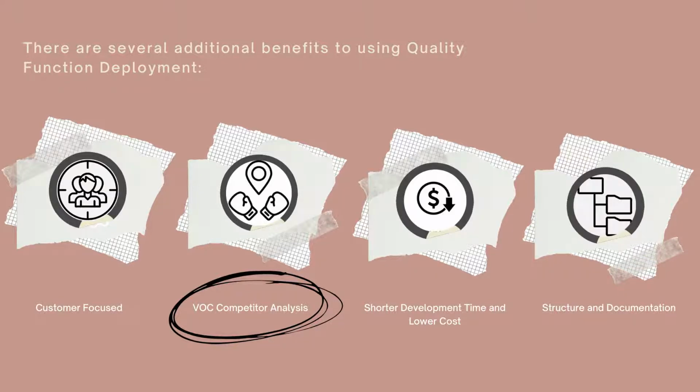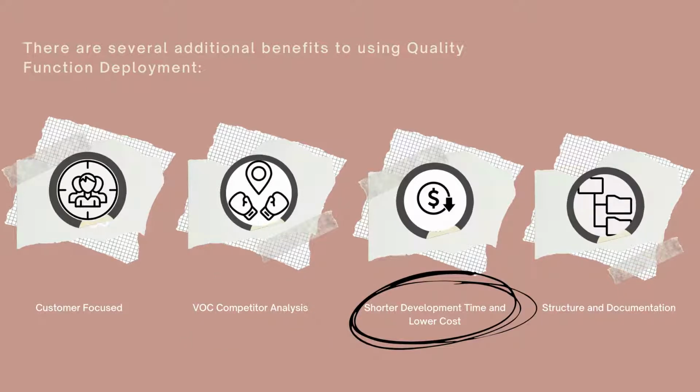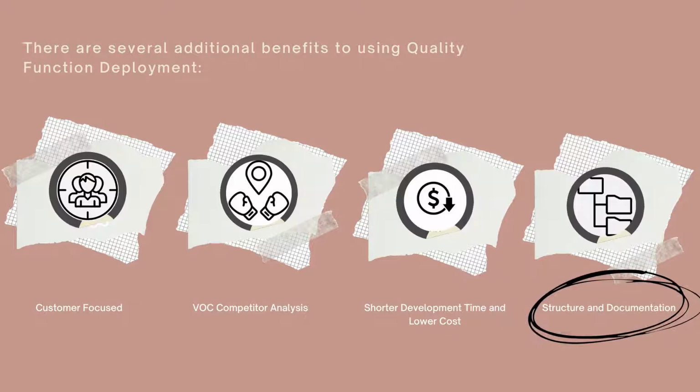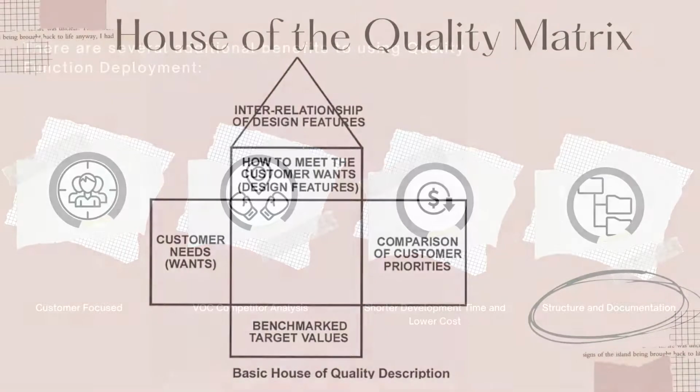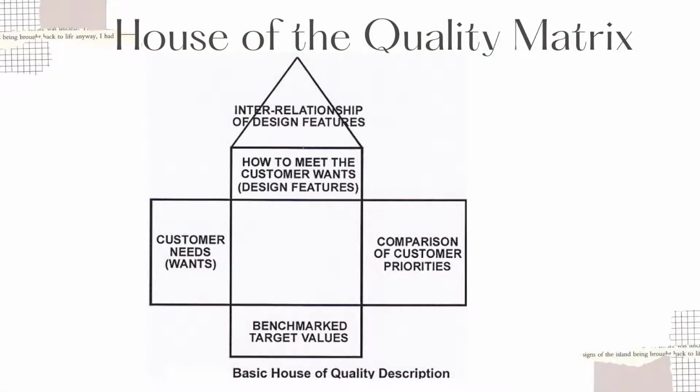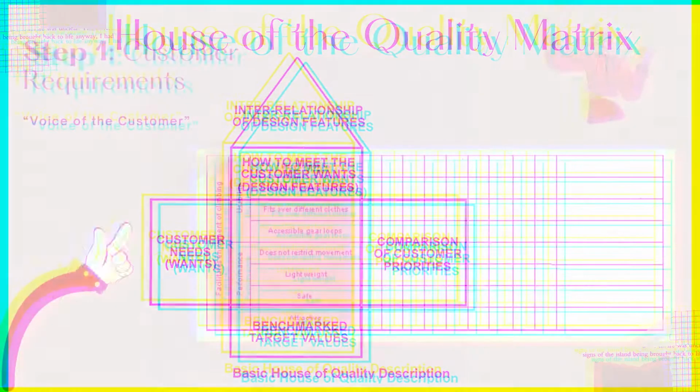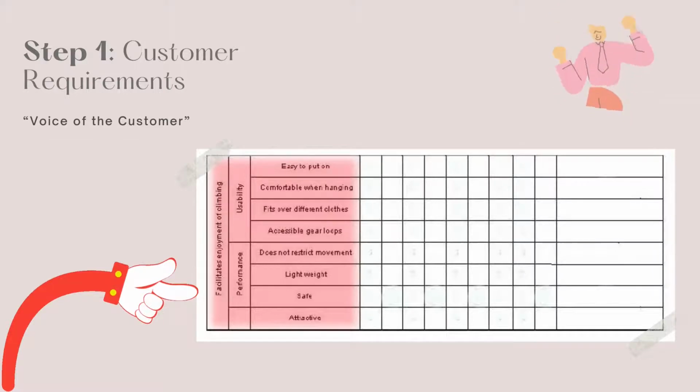And then we have a shorter development time and lower cost. Basically, it prevents valuable project time and resources from being wasted. Finally, the structure and documentation. This point refers to making the right decisions and can be used for future positive changes. Here we can see a general image of the house of quality matrix, which is the most famous and important part of the QFD method.